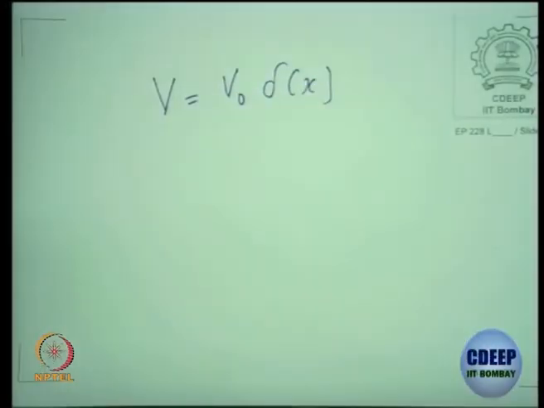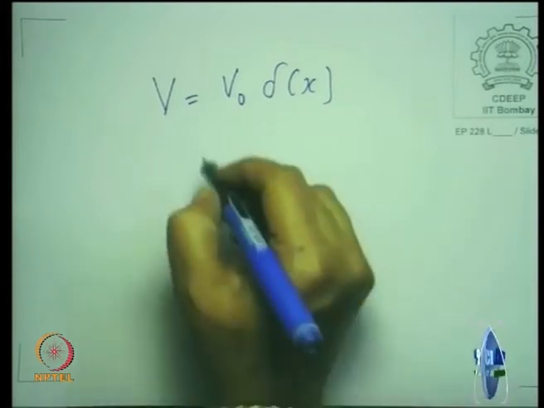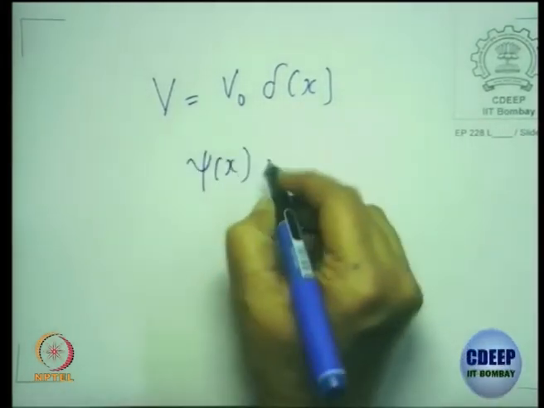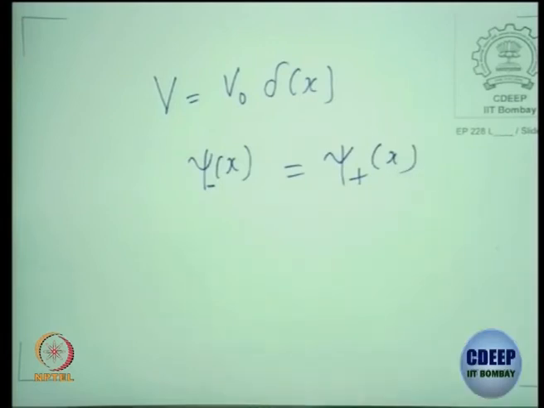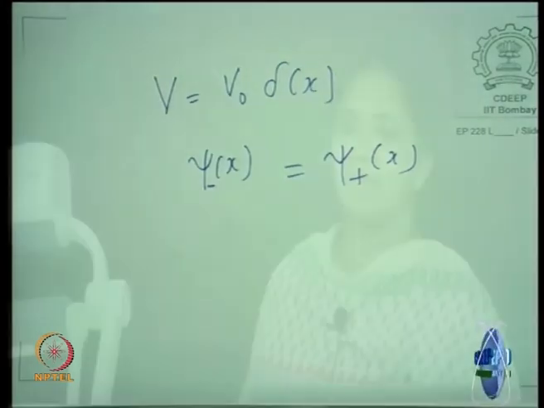Suppose I have V as V naught delta of x. This is the Dirac delta function. We expect psi minus of x to be the same as psi plus of x. Continuity of the wave function, there is no problem. Even for a particle in a box, your wave function should vanish at x equal to 0 and at x equal to L, and there is continuity. Once there is infinite potential, the wave function is 0 outside the box, and the wave function is continuous. The derivative of the wave function cannot be checked for infinite potentials, right.